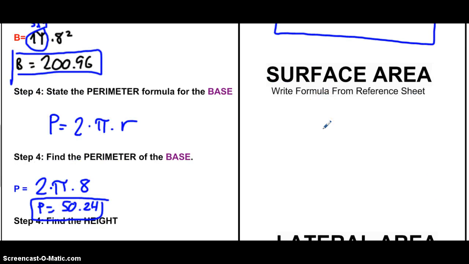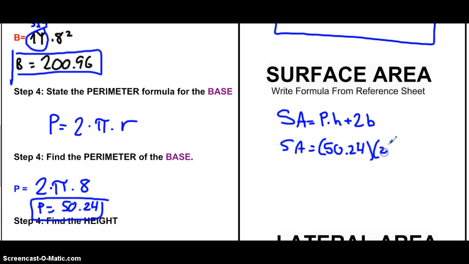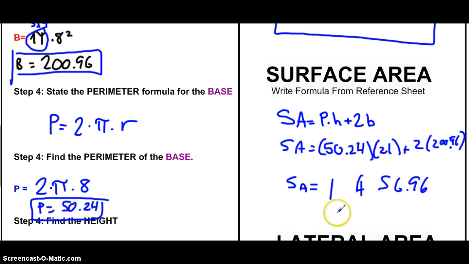All right, going down, the surface area. Once again, same formula. We look it up. The surface area is equal to the perimeter times the height plus 2 times the base. Okay? So we just plug everything in. We found out the perimeter is 50.24. We're going to multiply that by the height, which is 21, and we're going to add 2 times the base, 2 times 200.96. All right, all we have to do is put that in the calculator. So our surface area is going to be equal to 1456.96. Oh, that looks ugly.